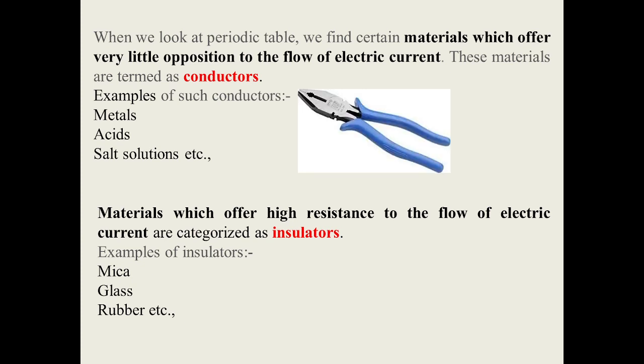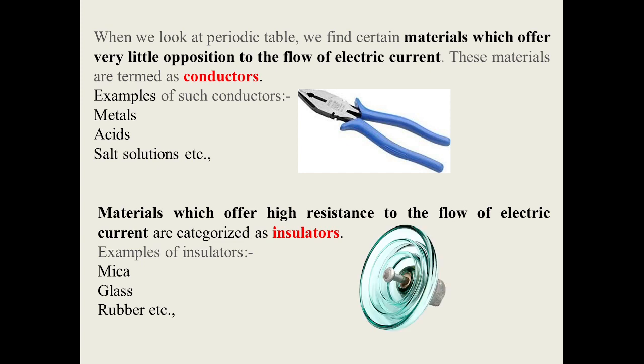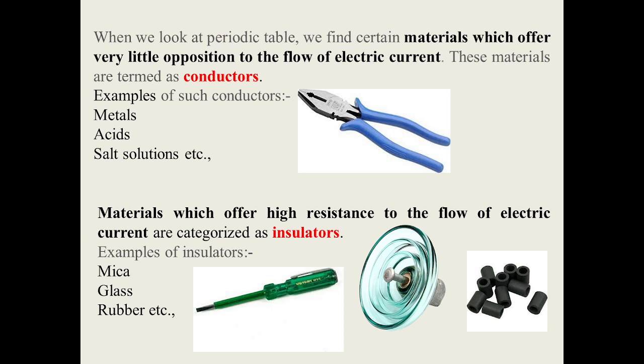Practically, you can see a cutting plier which is used to cut electrical wires. It is a metal surrounded by the insulating material which is blue in color. It is a glass cup insulator which is used for high power applications. A tester used to test whether the power supply is getting into the socket or not. And we find many applications of rubber in electrical engineering.